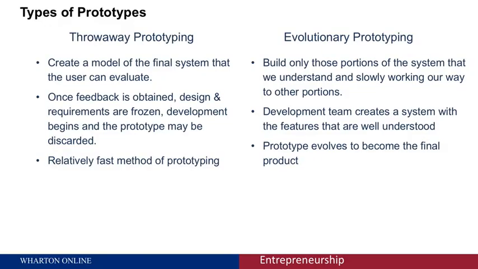The second approach is evolutionary prototyping, which, as the name suggests, involves building only those portions of the system that we understand and then slowly working our way to the other portions over time. The idea is that the development team creates a system with the features that are well understood, and the prototype in fact evolves to become the final product. For most of our discussion, I'll focus on throwaway prototyping because of its speed, the ability to give users a full sense of the system, and also the ability for us to proceed without formally starting development.